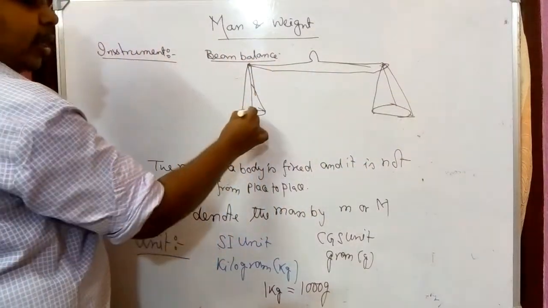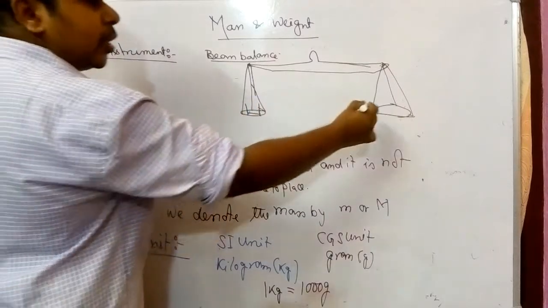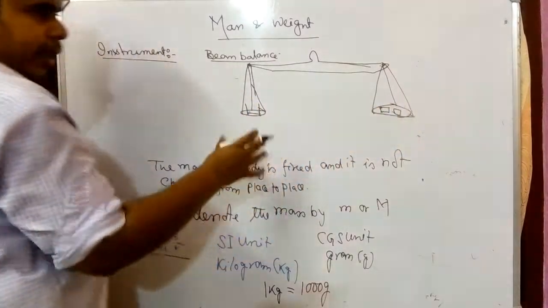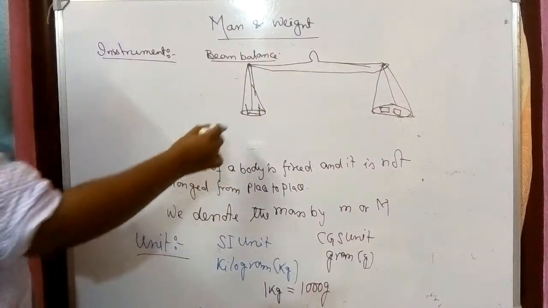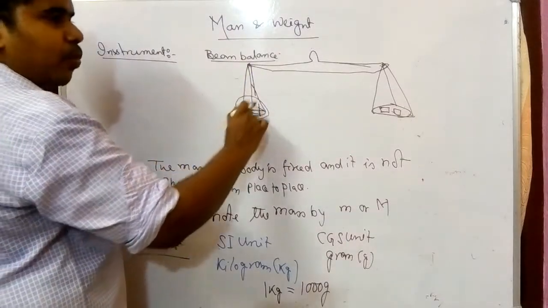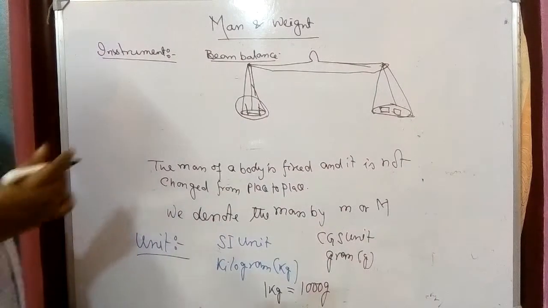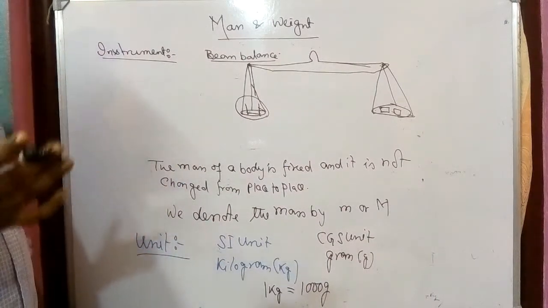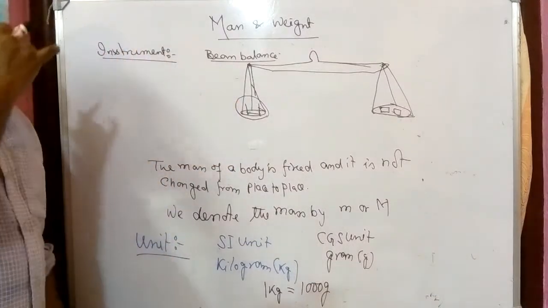So in one plate I just keep the substance, and in the other one we put the weights. When these two are balanced, we can say that the mass of the substance kept on the left-hand side will be whatever weights I have given. It may be 1 kg, 2 kg, 500 gram, 200 gram, 250 gram. By that we are able to measure.